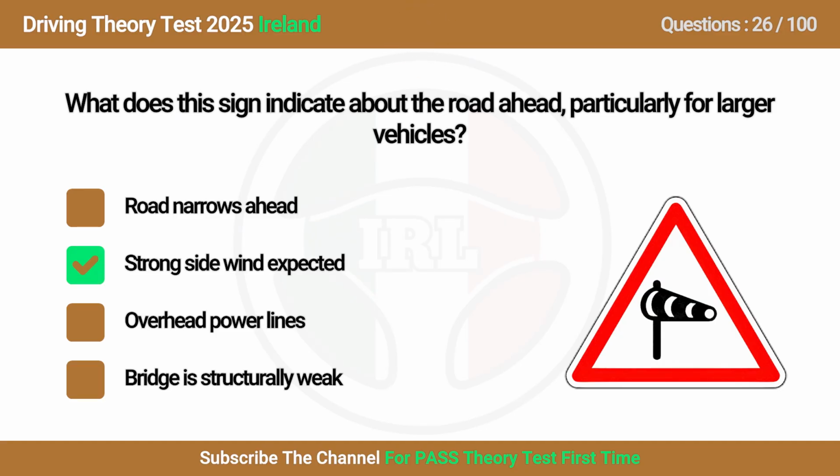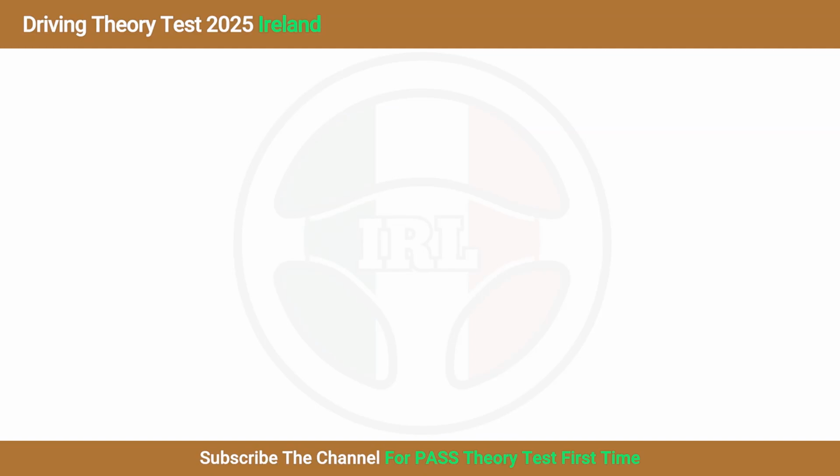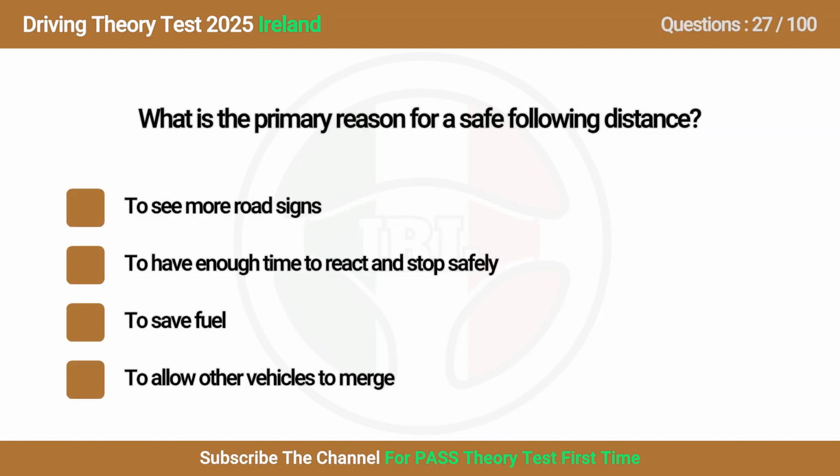Answer is B. Strong side wind expected. This sign warns of side wind conditions ahead. Drivers, especially those in high-sided vehicles or vehicles with trailers, should be prepared for sudden gusts that could affect steering and stability.